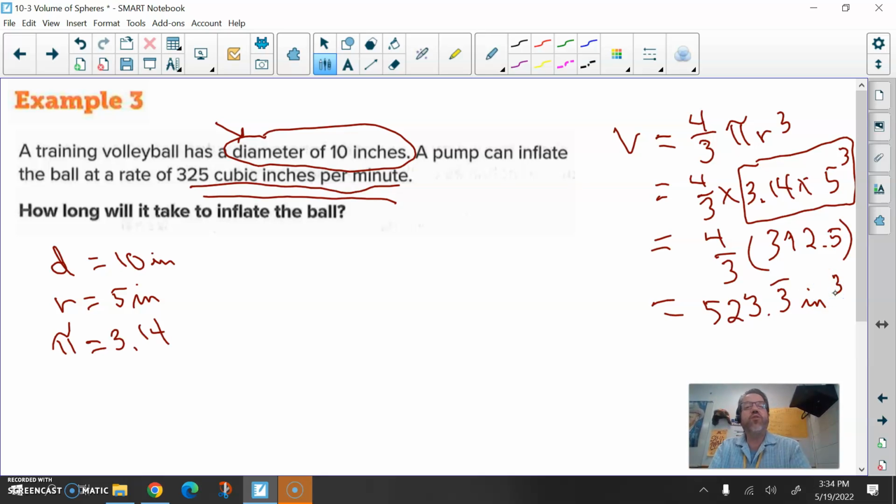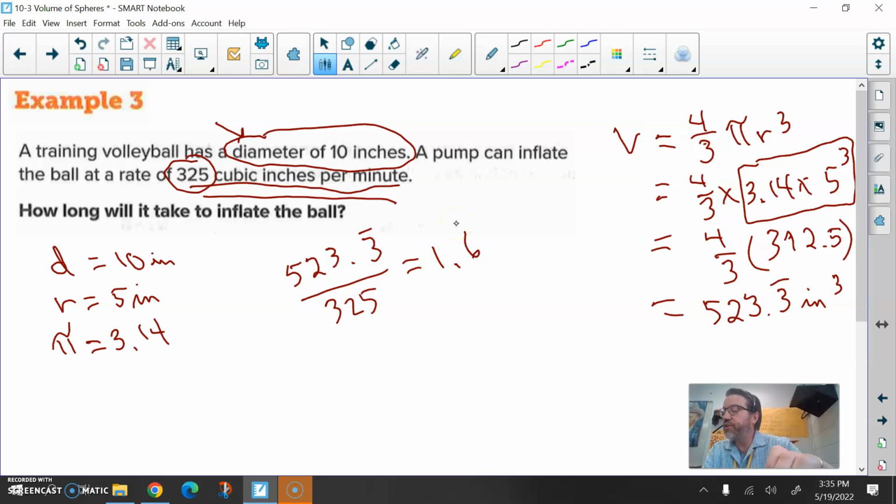All right, now we don't want the volume though. We want to know how long it will take to inflate the ball. Well, it says here it can be inflated at a rate of 325 cubic inches per minute. This is more than 325 cubic inches, so it will take more than 1 minute. How long will it take? Well, we will have to take that 523.3 repeating and divide it by 325. See how many times that goes in to 523.3 repeating. And we get 1.6 and a bunch of other numbers.